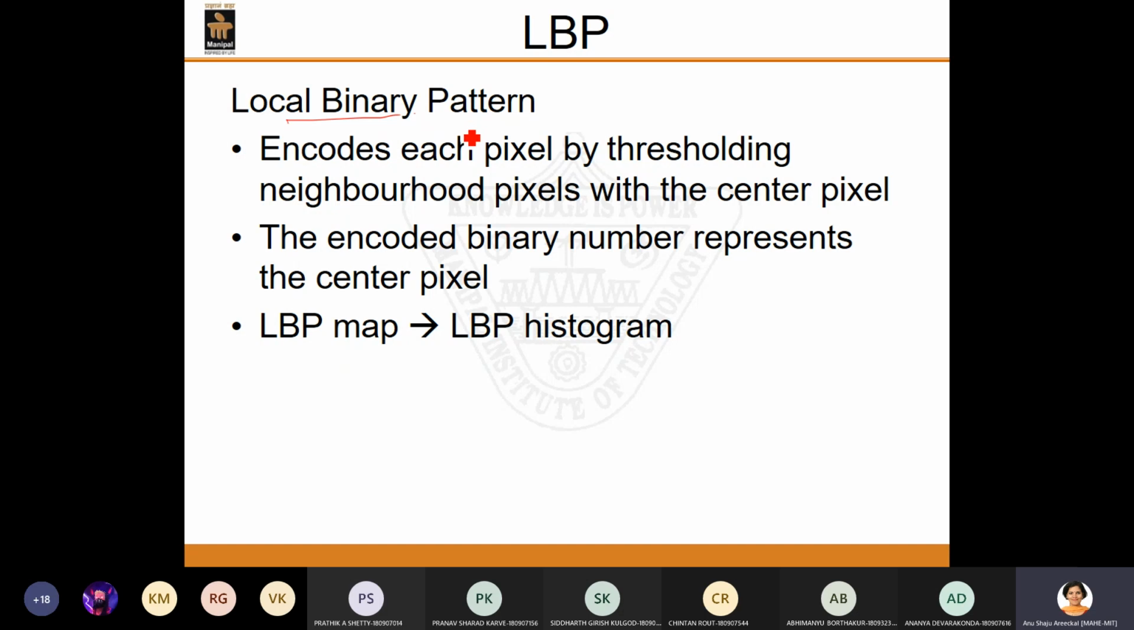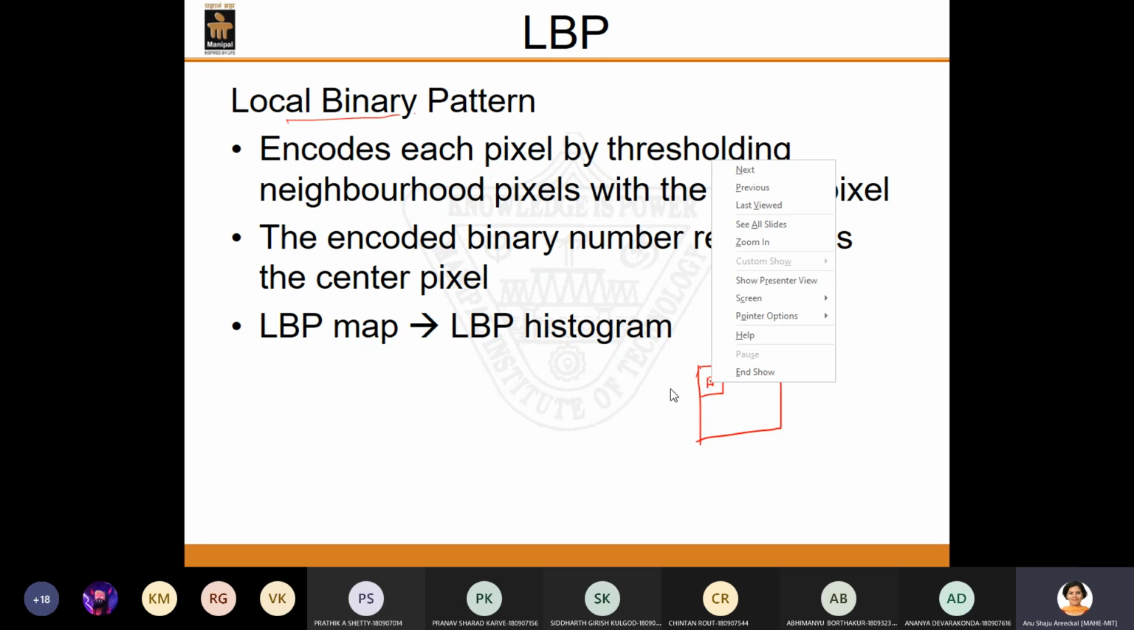So in the local binary pattern, what is done is, let's say you have a particular image. In this image, you're dividing it into different patches or different neighborhoods. Now let's say I'm considering a 3x3 neighborhood. Within the 3x3 neighborhood, I have a center pixel. So I look at the value of the center pixel, and I look at the values of the neighborhood pixels, right?